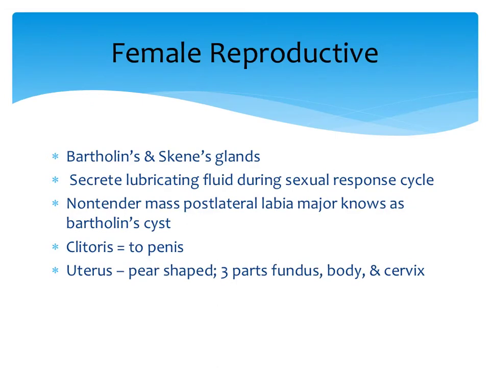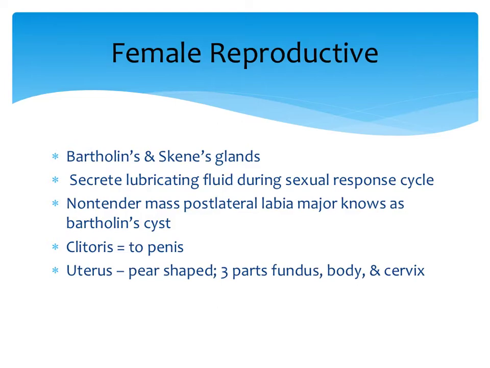So just a few more things with female reproductive. You have the Bartholin's and Skene's glands. These secrete lubricating fluid during the sexual response cycle. You can have a non-tender mass that is posterolateral of the labia, and it's typically known as a Bartholin's cyst. The clitoris is equivalent to the penis in terms of sexual intercourse.